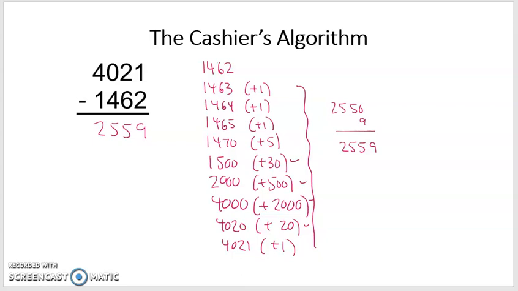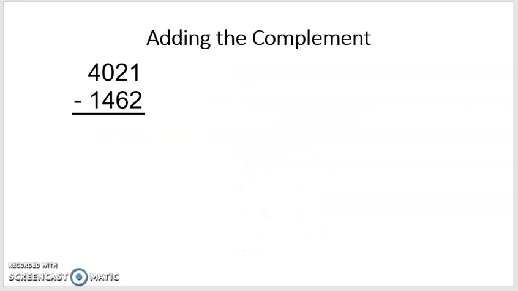Let's try adding the complement for the same problem. So we're dealing with top numbers in the thousands. So our complement, we'd need to get to 9,999. So you say, well, what is a complement? What do I need to add to 1462 to get to 9,999? Now, the easy thing about adding the complement is you can just say, okay, what do I need to get from 2 to 9? I need to get a 7, right? From 2 to 9, I need to get a 7.